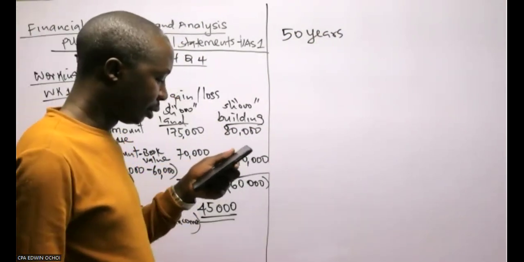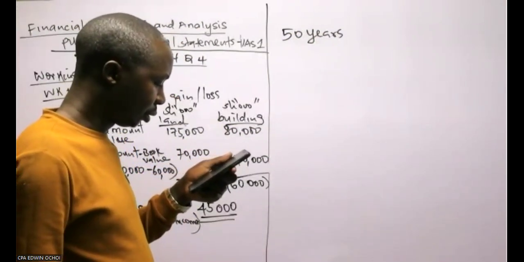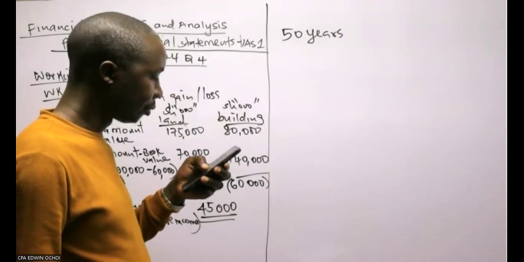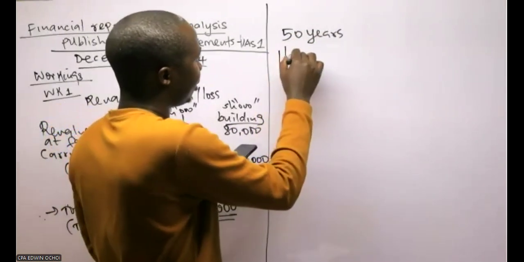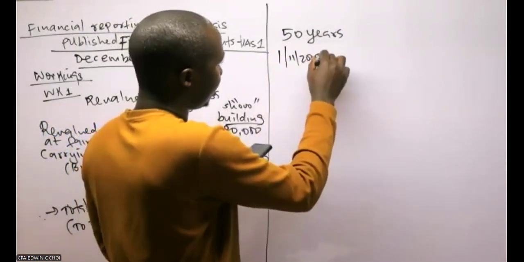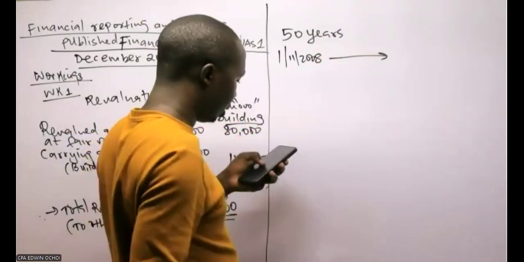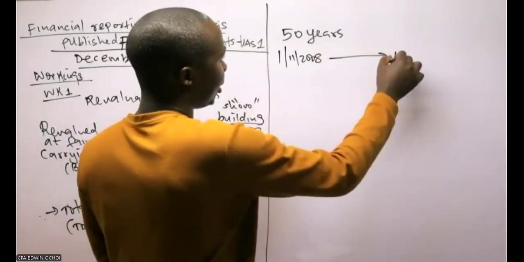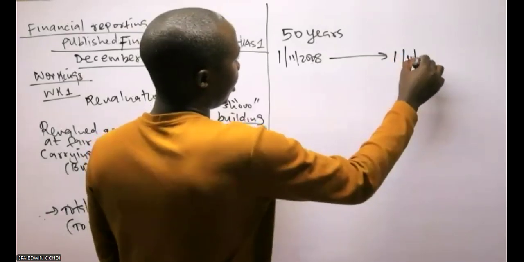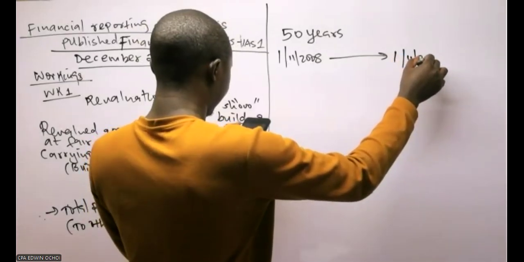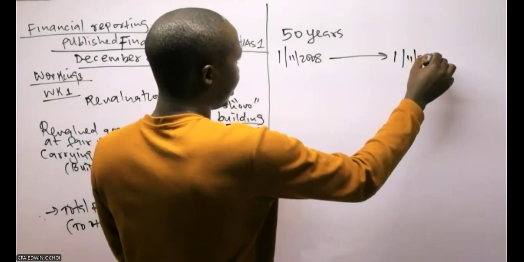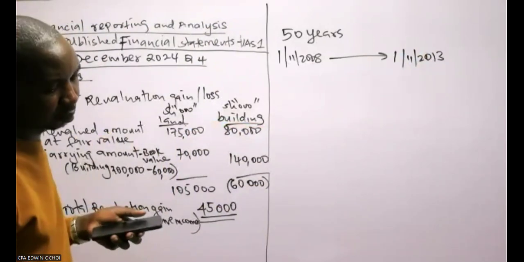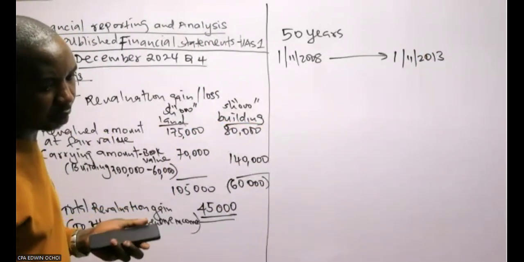So from 1st November 2008 to the time when this revaluation was taking place, 1st November 2013. How many years are those? 2013 minus 2008.